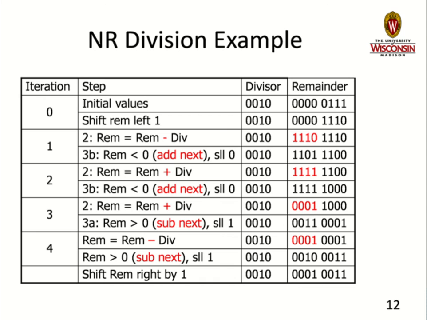What you end up seeing then is that at the end of this, we in fact are left with a 4-bit remainder on the left-hand side of the remainder register, and a 4-bit quotient, which is 1, 1, which in binary is of course the value 3. So we ended up with the correct result.